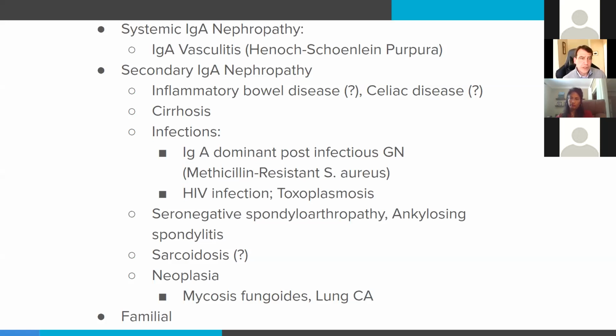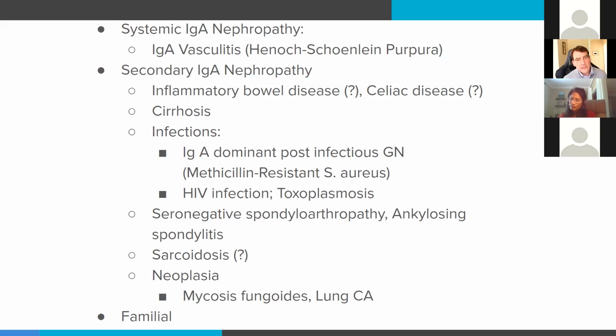There are also some groups of patients with IgA nephropathy that we think may be linked to an underlying process that is separate from the IgA, or perhaps triggering the IgA nephropathy. So there's epidemiologic data and some indirect evidence that inflammatory bowel disease or maybe celiac disease could be an underlying phenomenon that gives a propensity for a patient to have IgA nephropathy.